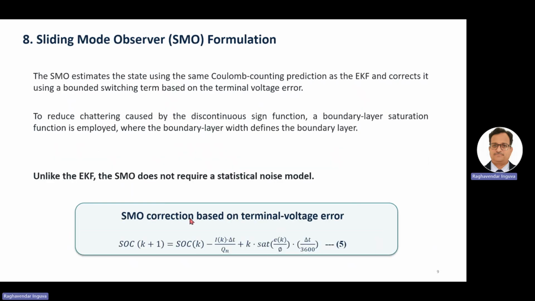Then the sliding mode observer, SMO formulation, is done in this way. SMO formulation is very close to the Coulomb counting prediction. Along with it, for the k plus 1 instant SOC estimation, the kth instant SOC is required. To that, the SOC is calculated using the charge that is going out of the battery or coming into the battery. So this is Coulomb counting.